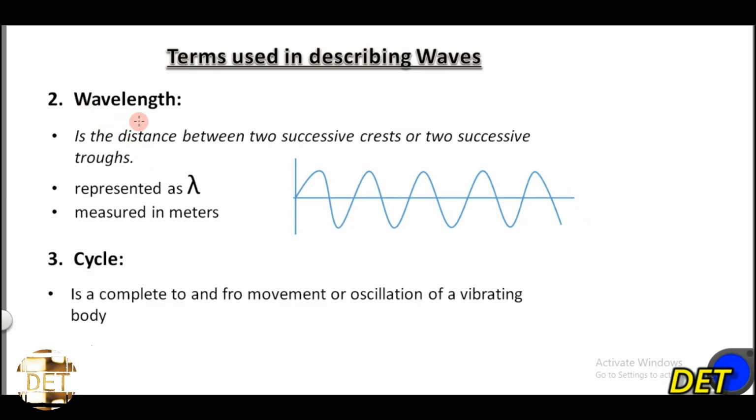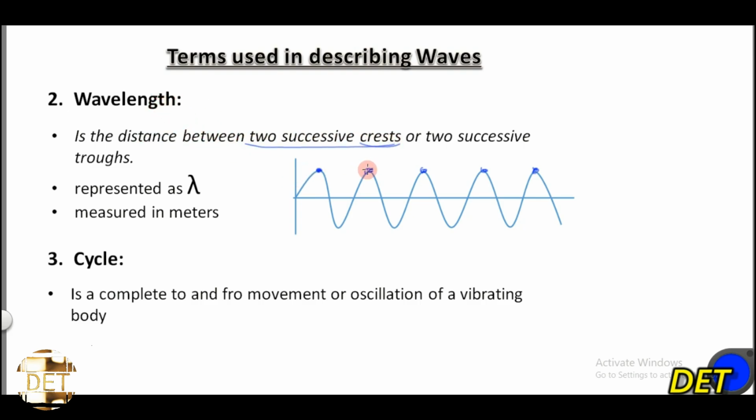Having known that, let's move to the next term used in describing a wave, which is the wavelength. So what is wavelength? Wavelength is the distance between 2 successive crests or 2 successive troughs. The crest is the maximum upward displacement. So the distance between 2 successive crests is referred to as the wavelength.